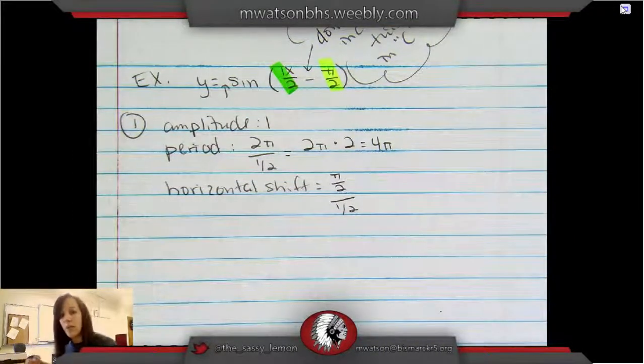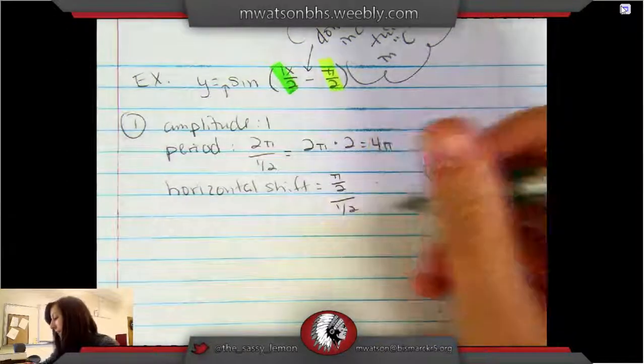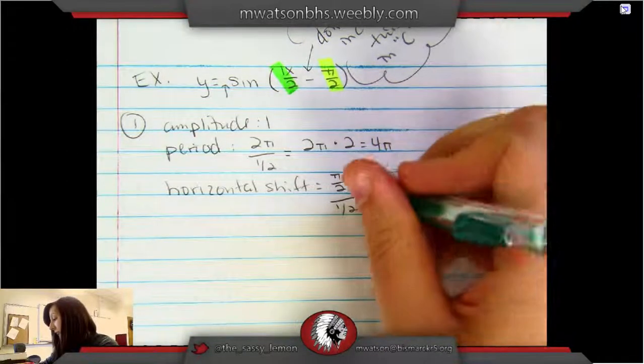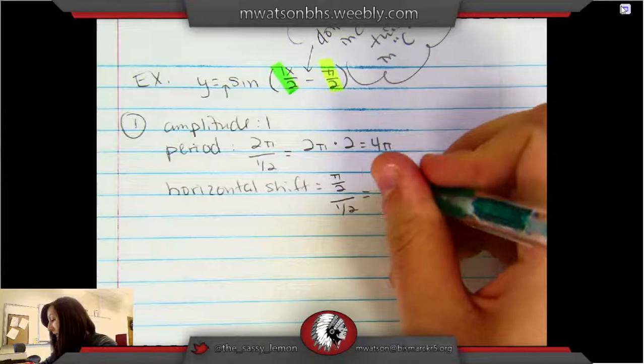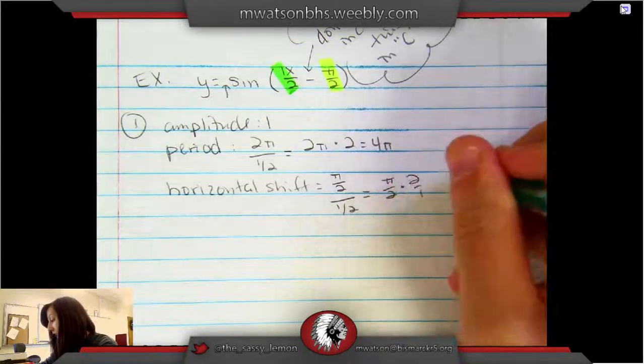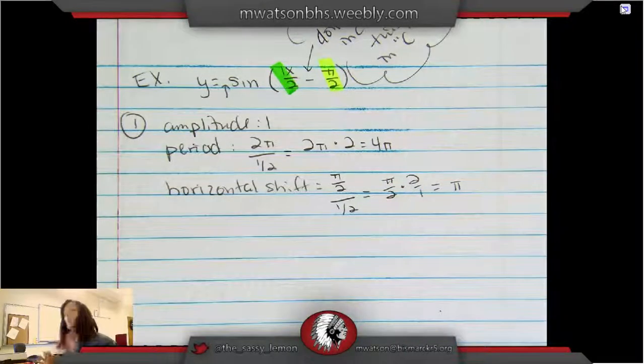So pi over 2 divided by 1/2 is the same as pi over 2 times 2 over 1. So our horizontal shift is pi. We're going to scoot pi units in the positive direction.